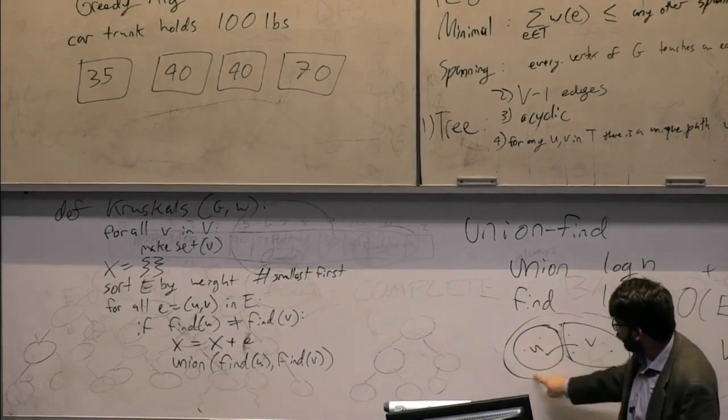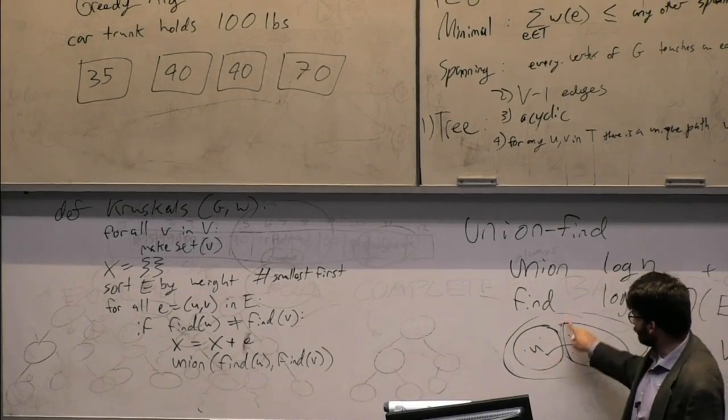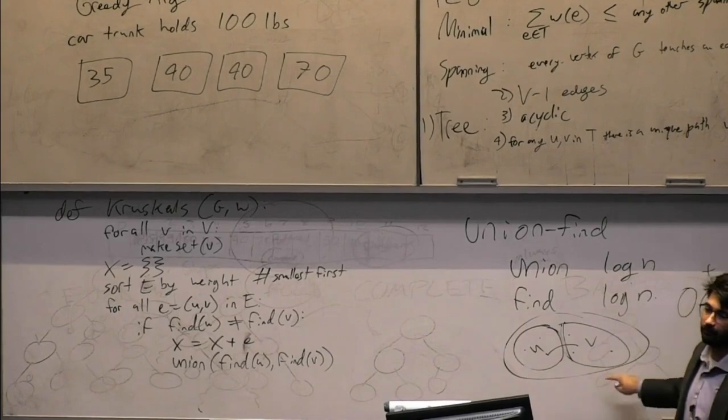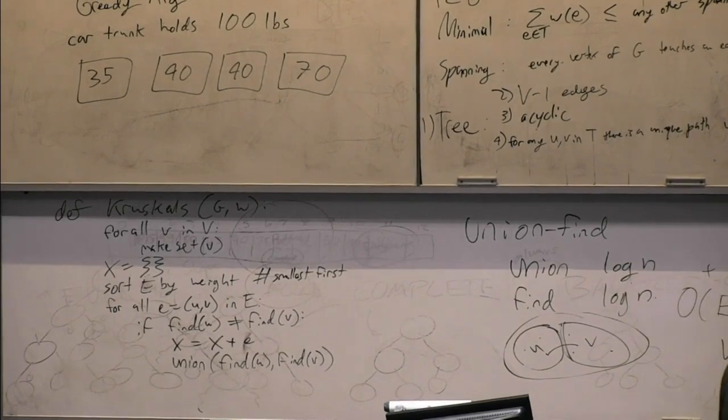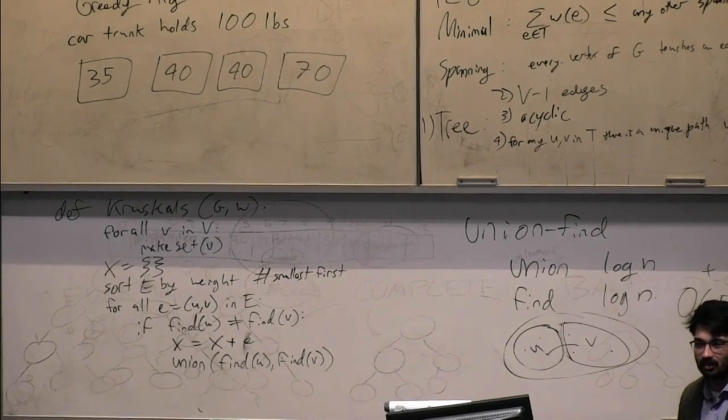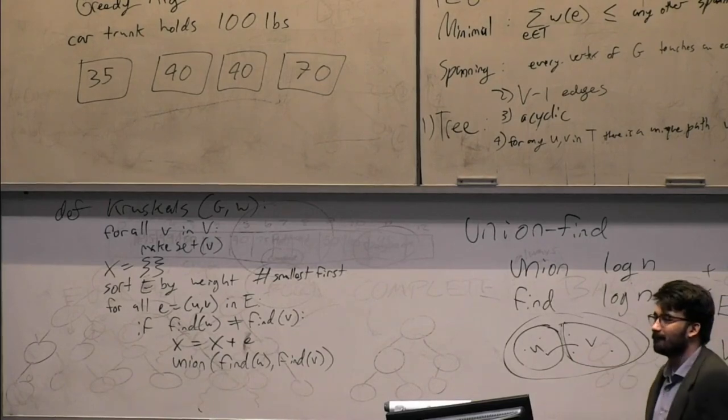This little circle, yeah. That's find U. That's find V. This is the union of find U, find V. And again, there's a good visual example of this in a second. One of the benefits of working in an undirected setting is that there's a path from V to U, and in an undirected graph, there's a path from U to V.